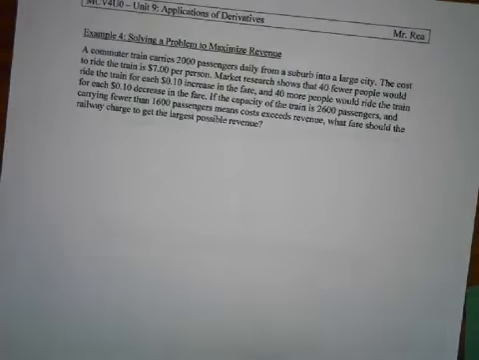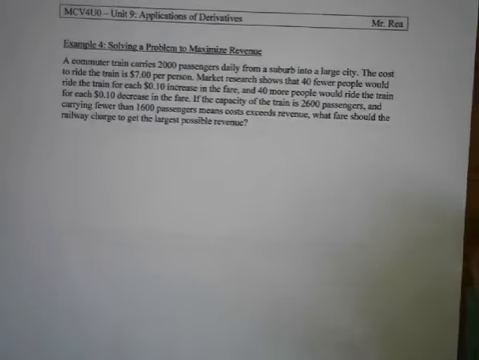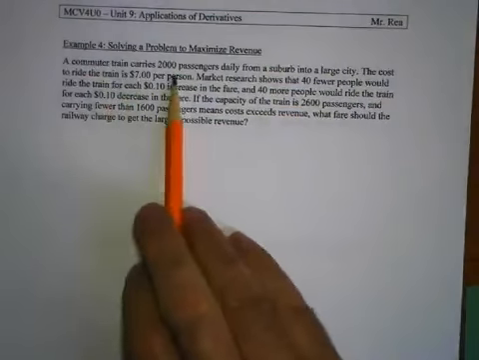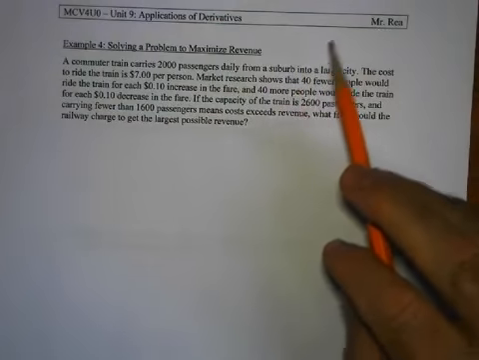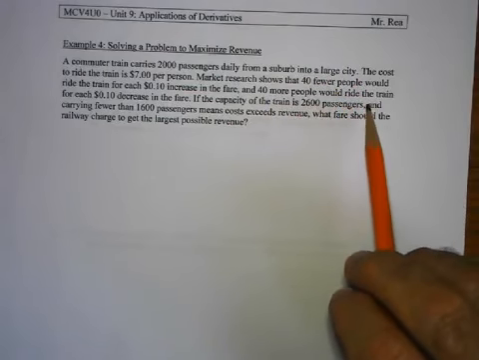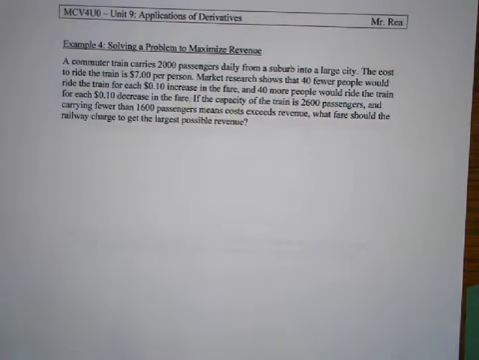All right. Probably the most famous quadratic word problems many people had issues with were the maximum revenue questions. So this looks exactly like the other ones, except there's a couple of restrictions. A commuter train carries 2,000 passengers daily from a suburb into a large city. The cost to ride the train is $7 per person. Market research shows that 40 fewer people would ride the train for each 10-cent increase in the fare, and 40 more people would ride the train for each 10-cent decrease.